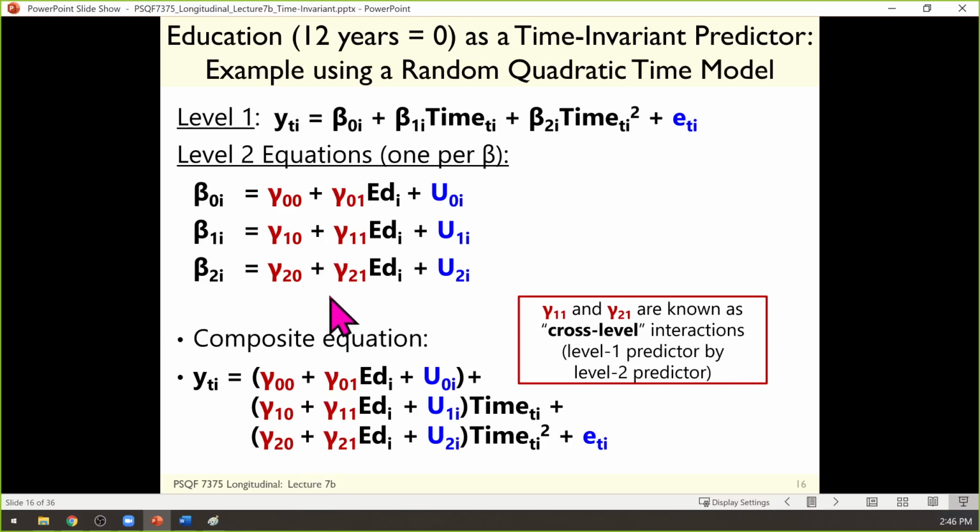Likewise, gamma 21 in the last line here is predicting beta 2. Gamma 21 is the first predictor of beta 2. This is the effect of education on the quadratic time slope. So gamma 21 is actually a three-way interaction of education by time by time. That's how you would ask for it.